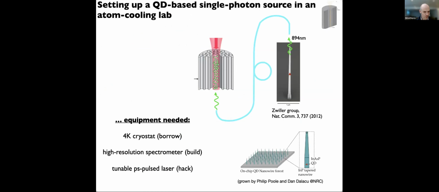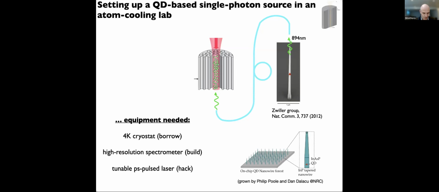So now I move on to the quantum dot-based experiment. So my lab started mainly as an AMO lab. So now we are trying to create a quantum dot setup in an AMO lab. So as I said, this is a collaboration with Michael Reimer, but unfortunately his lab is on the other side of the campus, and neither of us were willing to move. So we had to recreate some of his quantum dot setup in my lab. So we ended up borrowing a cryostat, building a high resolution spectrometer, and hacking a picosecond pulsed laser. So these are all standard equipment that you would find in a quantum dot lab, but less so in an atom cooling lab.